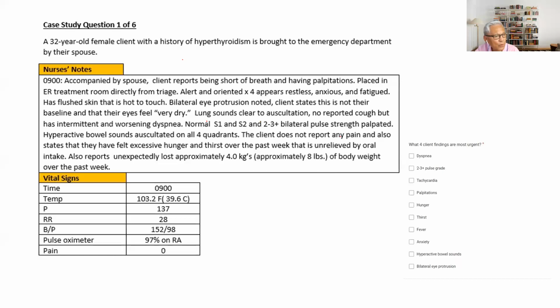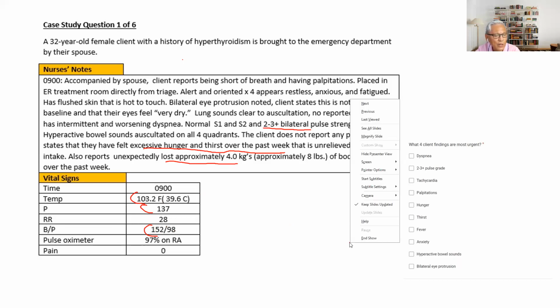Bilateral eye protrusion noted. Client states this is not their baseline and that their eyes feel very dry. Lung sounds clear, no reported cough, has intermittent and worsening dyspnea, S1, S2, 2 to 3 plus bilateral pulses, hyperactive bowel sounds. The client does not report any pain and states that they have felt excessive hunger and thirst over the past week that is unrelieved by oral intake. Also reports unexpectedly losing approximately 4 kilograms of body weight over the past week. Temperature 103.2. Pulse is 137. Blood pressure 152 over 98. Pulse oximeter is 97% and pain is 0.